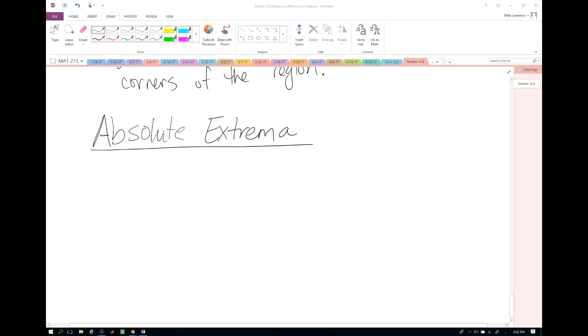So we left off the last video describing how we would need to adjust this in order to find absolute extrema, which are the absolute highest or largest value and absolute lowest value in a specified region. And what we need to do is collect up a list of points that we need to check.